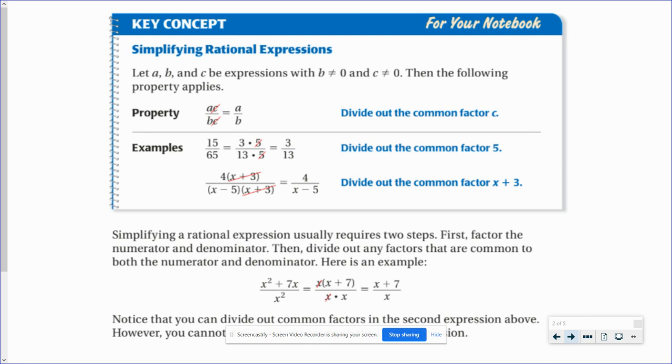So if you take a look, basically what we're going to do is divide out any common factors that appear in the numerator and denominator. In certain cases, it's going to be clear what the common factors are. In others, we're going to have to apply the factoring techniques that we learned earlier on in the year, as I had mentioned before, to simplify these expressions.